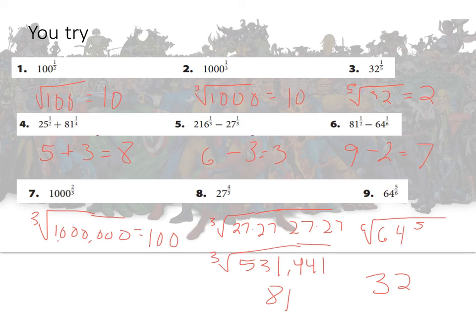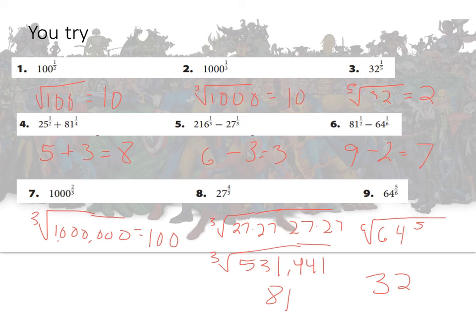216 to the 1/3 power, well, you have to try a few things. 6 times 6 times 6 gives us 216, so the third root of 216 is 6. Same deal here. 3 times 3 times 3 is 27, so the third root of 27 is 3. So final answer here, 6 minus 3 is equal to 3.